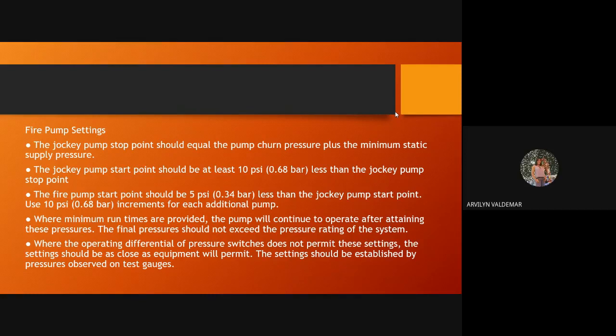Where minimum run times are provided, the pump will continue to operate after attaining these pressures. The final pressure should be the final reading of the system. When the operating differential pressure switches do not permit, the settings should be as close as equipment will permit. The settings should be established by pressures to be measured by the test gauge.